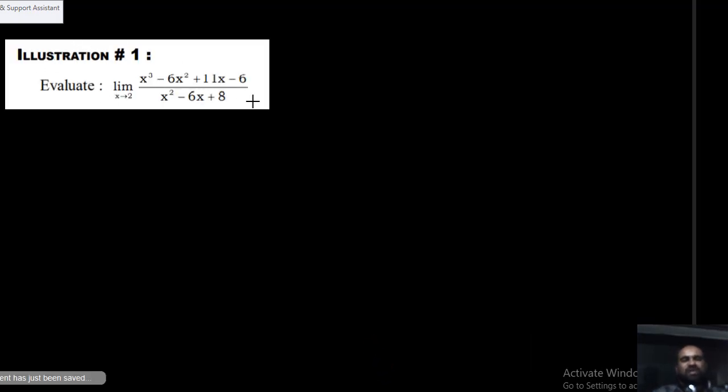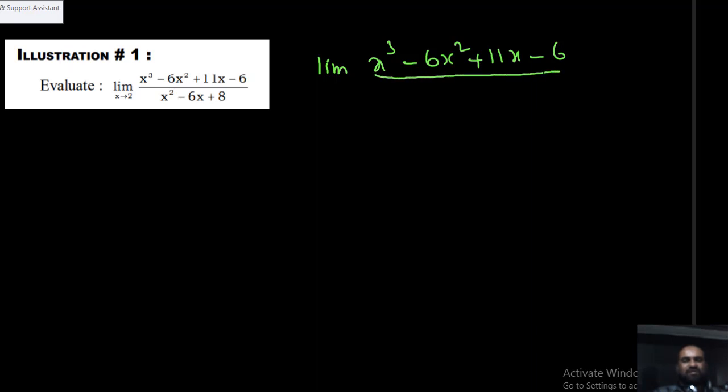Students, one more example here. Interesting problem this one. Limiting value of x cube minus 6x square plus 11x minus 6 by x square minus 6x plus 8, x is tending to 2.